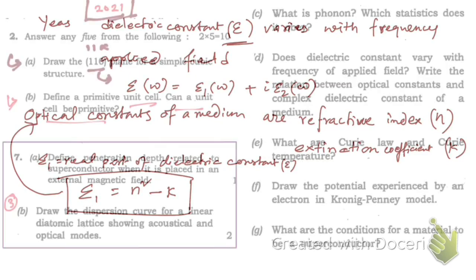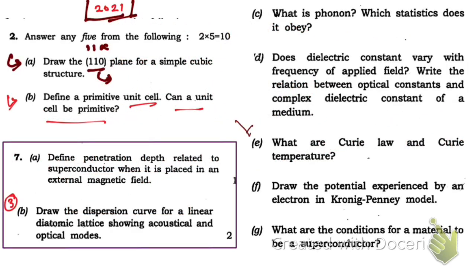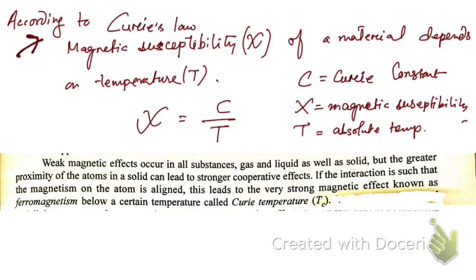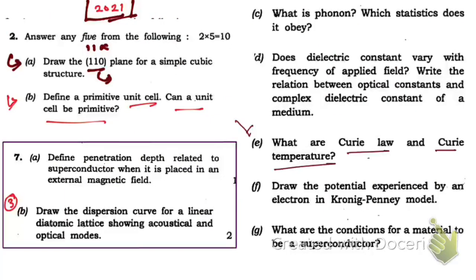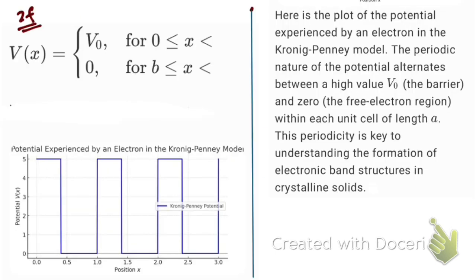So what is the next question? Now the next question is, what are Curie's law and Curie temperature? Let me give you the answer. This is Curie's law and here is the definition of Curie temperature, right? So take the screenshot. Now let's move on to the next question. Draw the potential experienced by an electron in the Kronig-Penney model. So let me show you the answer. Here is the answer, 2f of 2021.